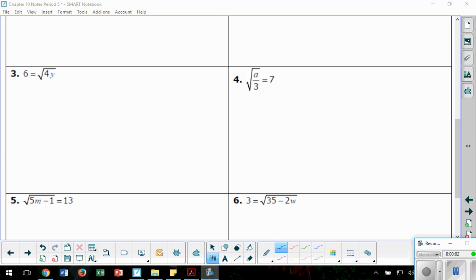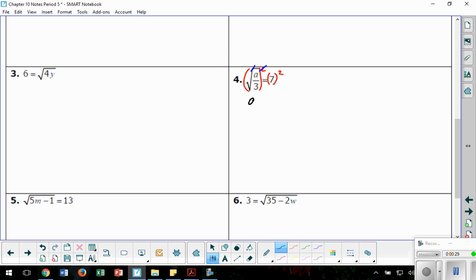Okay, so is the square root isolated? Yes. Yeah, it is, because the a over 3 is underneath the square root. So square both sides. Those are going to cancel.